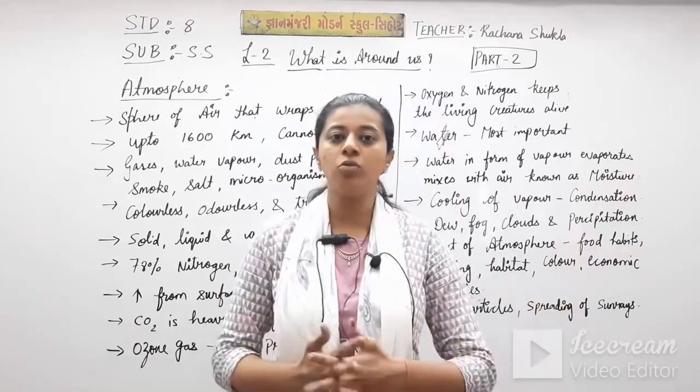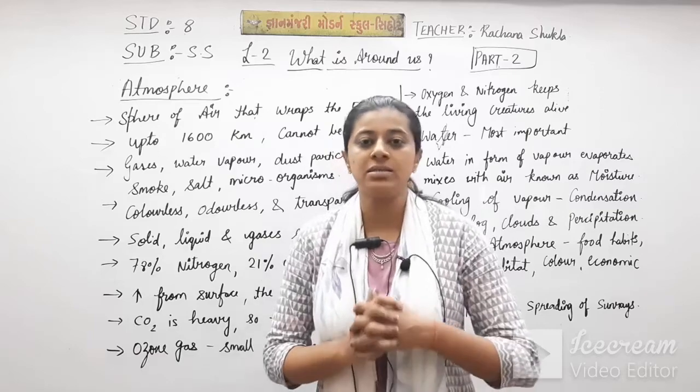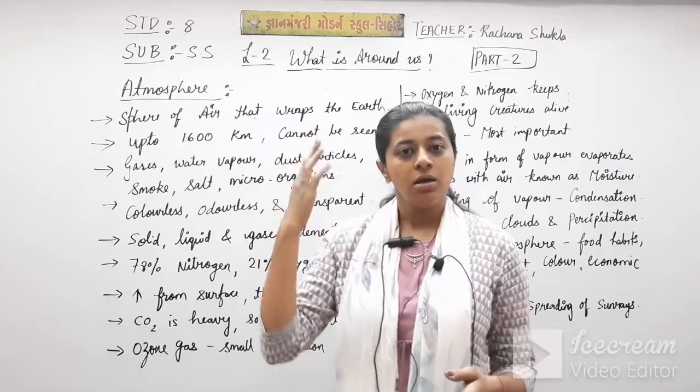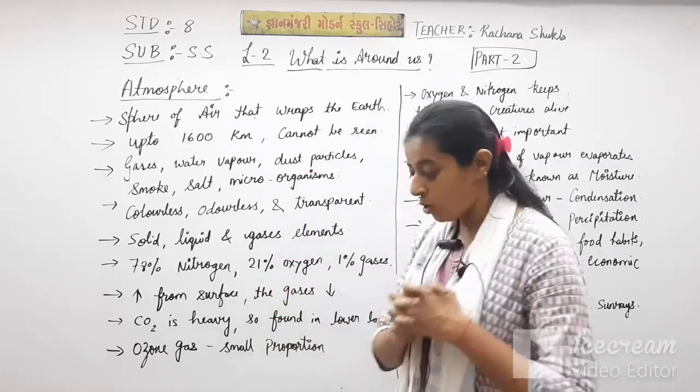It cannot be found in the upper layer of the atmosphere. Carbon dioxide gas, that is CO2, is very heavy, so it is found in the lower level of the atmosphere rather than the upper layer. Then ozone gas.